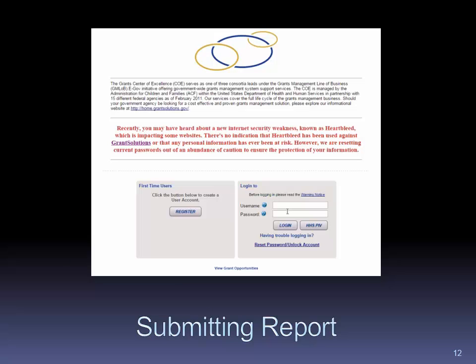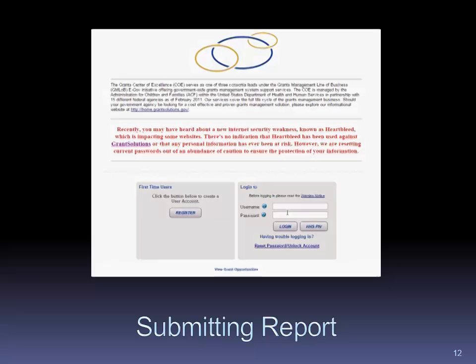Submitting your report. You are no longer required to submit your reports to A&A by email. Instead, you must upload through your Grant Solutions account. And on the screen, we see the Grant Solutions login. It should be a familiar sight to you.